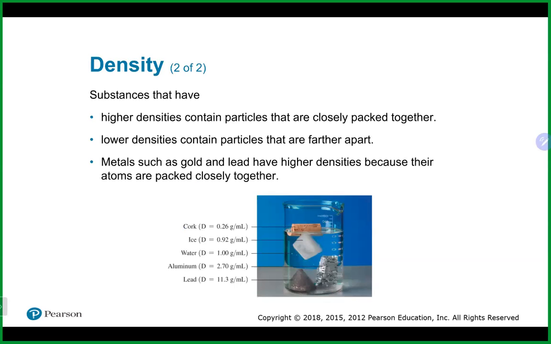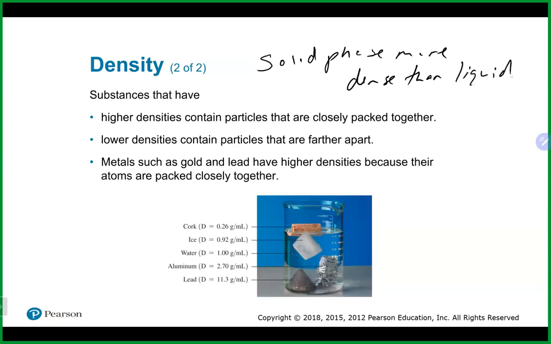All right, so a couple of things about density. Typically speaking, in terms of phases, most substances in their solid phase are usually more dense than their liquid. That's because in the solid phase, everybody packs in really tight to one another. They're very dense, so they usually have more density.